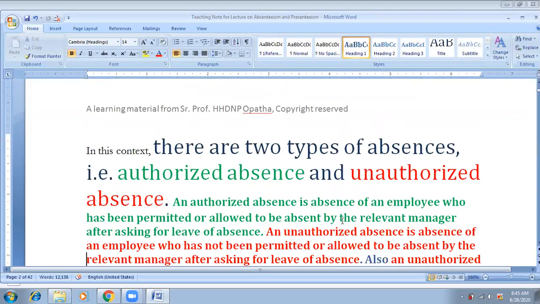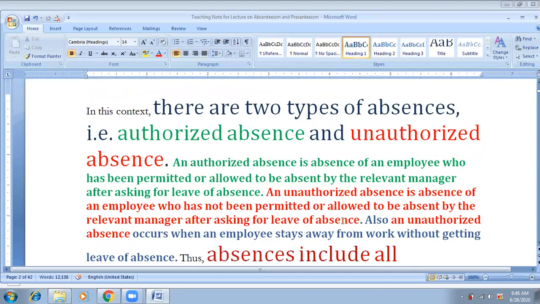Then in this context, there are 2 types of absences: authorized absence and unauthorized absence. What is an authorized absence? Authorized absence is the absence of an employee who has been permitted by the relevant manager, by the relevant boss, after asking for leave of absence. Assume tomorrow you are going to be absent from your work, and you have already obtained the permission for being absent tomorrow. That is called an authorized absence.